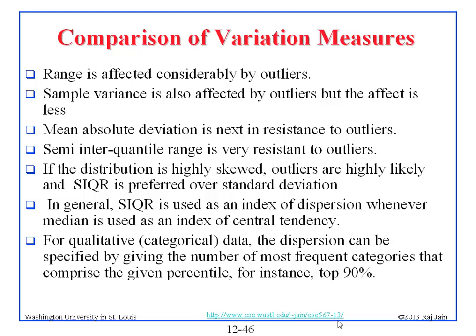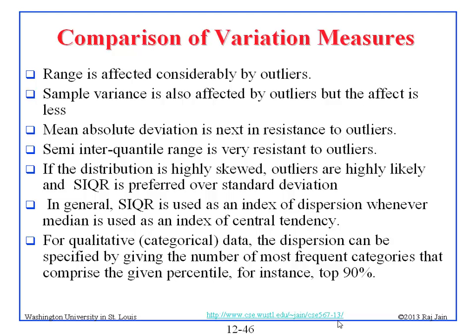Semi-interquartile range is very resistant to outliers. When you take 25% and 75%, that is much more stable than 5 and 95. If the distribution is highly skewed, outliers are highly likely, and then you prefer SIQR. In general, SIQR is used as an index of dispersion whenever the median is used as the index of central tendency. If you have reason for justifying the median, you can justify SIQR.